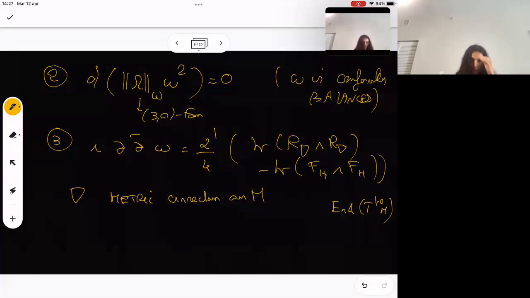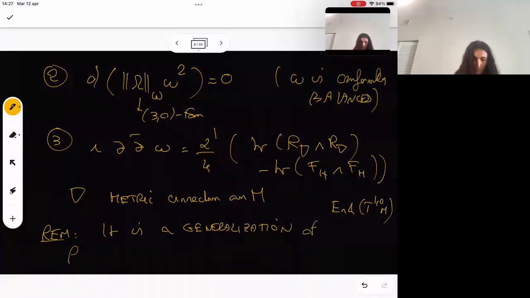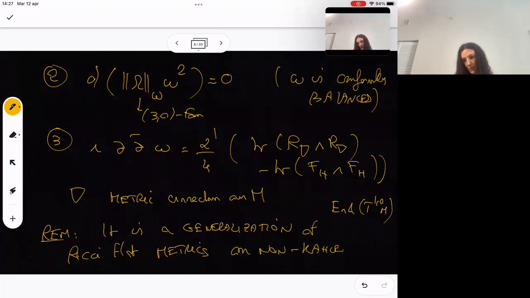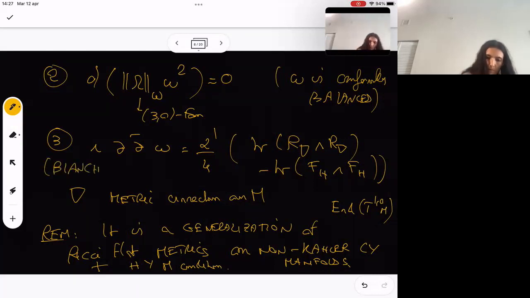And you can see from the equation, that's the first remark, that this is a generalization of Ricci-flat Kähler metrics on non-Kähler Calabi-Yau manifolds, coupled plus, let's say, the Hermitian Yang-Mills condition. That's what we are doing. And the third equation, as I say, is more difficult, and is also called the Bianchi identity.